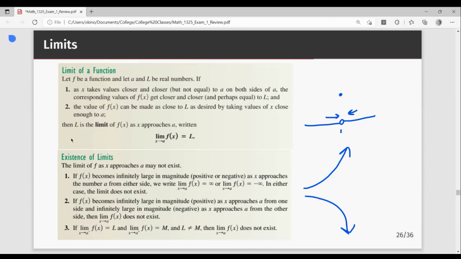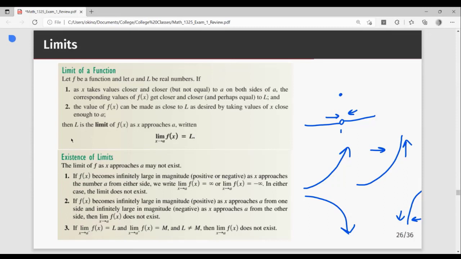And if f of x becomes infinitely large in magnitude, positive, as x approaches a from one side, and it goes infinitely large in magnitude, negative, as x approaches a from the other side, then the limit does not exist. And what is that talking about? It's talking about cases where you have a vertical asymptote, right? So from one side, your function goes to positive infinity, and from the other side, it goes to negative infinity. So it really doesn't go to positive or negative infinity, right? It just does not exist.